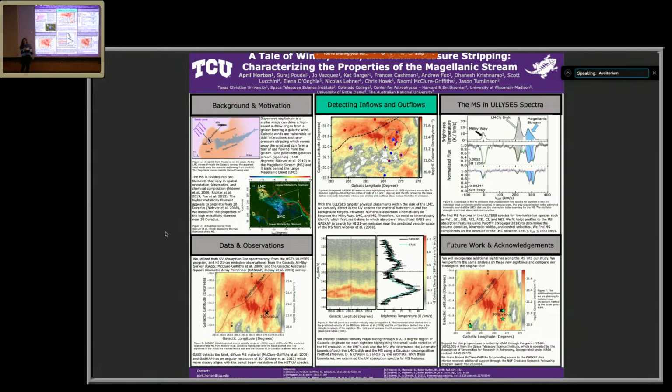And because they have different chemical compositions, it is assumed that both of the filaments have a different origin, with the lower metallicity filament being traced back to the Small Magellanic Cloud, and then the higher metallicity filament being traced back to the Large Magellanic Cloud, and then specifically to the 30 Doradus region that is there.